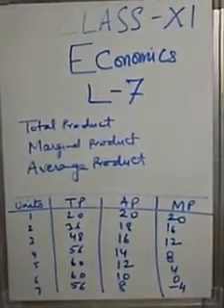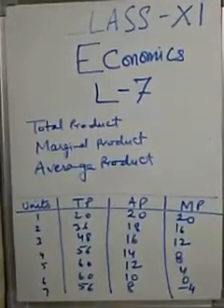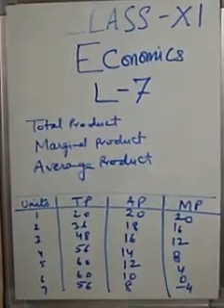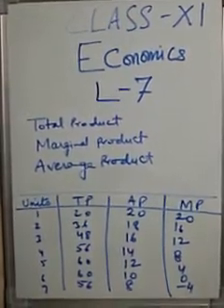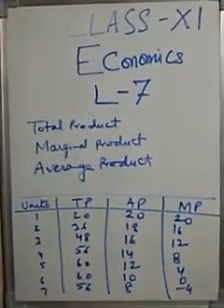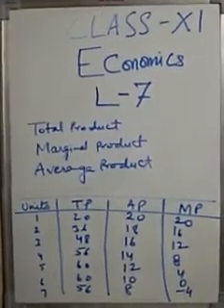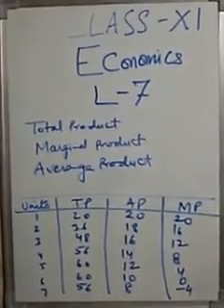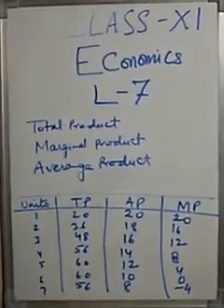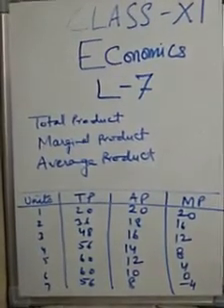Today we are continuing with chapter 7 of class 11 economics. The name of the chapter is production functions and returns to a factor. In this chapter we are going to learn the concept of production functions, short term and long term, which we discussed in my previous lecture. Concept of TP, MP and AP, returns to factor, law of variable proportion, relationship between TP, MP, AP, and shapes of TP, MP and AP.